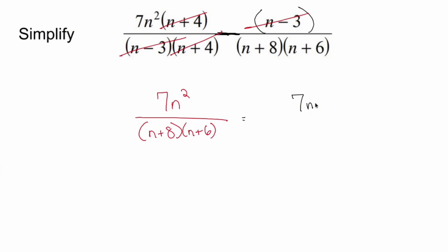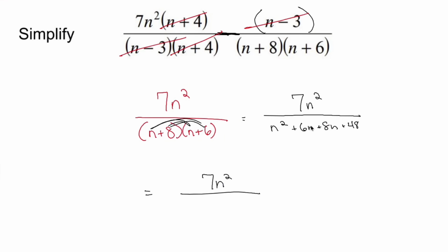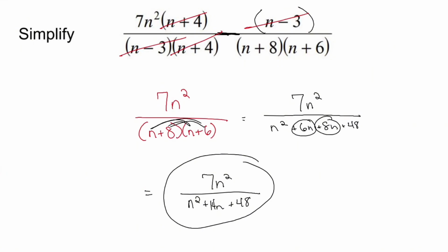So let's leave 7n squared in the numerator all alone. n times n is n squared. n times 6 is 6n. 8 times n is 8n. And 8 times 6 is going to be 48. So to wrap this up, we still have 7n squared in the numerator. These two combine, so we have n squared plus 14n plus 48. And that's going to be our answer.